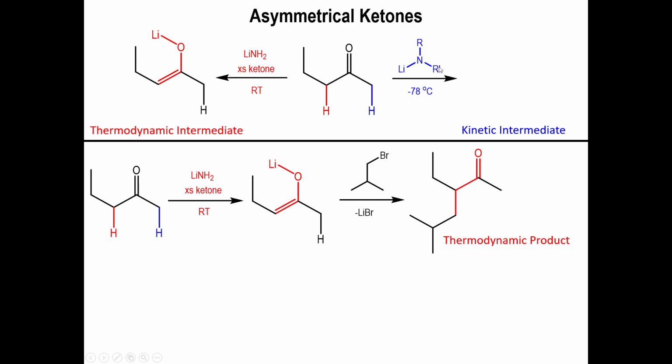And of course, the bulky R groups on the nitrogen will also prevent access to the red proton because there's just not enough space available. So this is the kinetic intermediate. And the enolate form is the least sterically encumbered, but also it is the least substituted alkene.